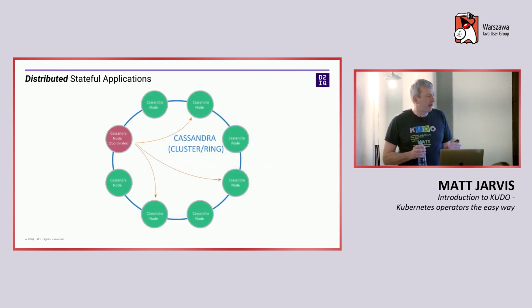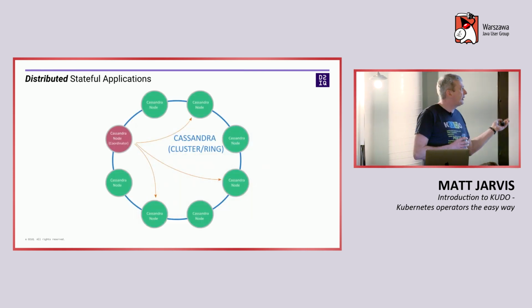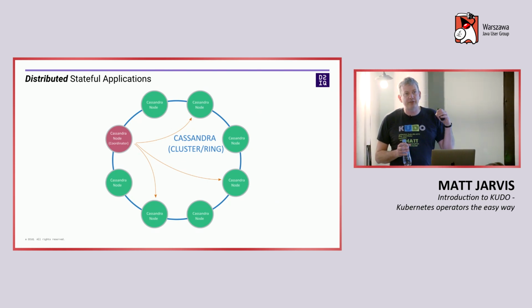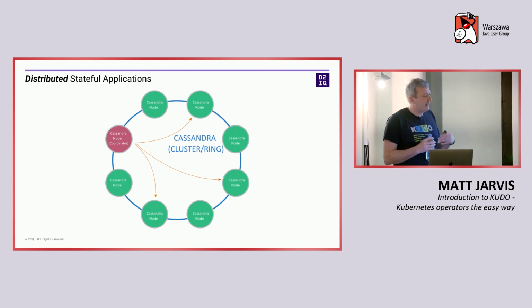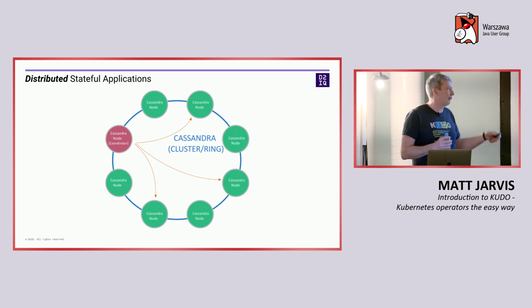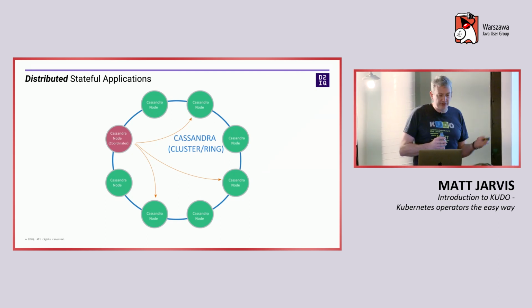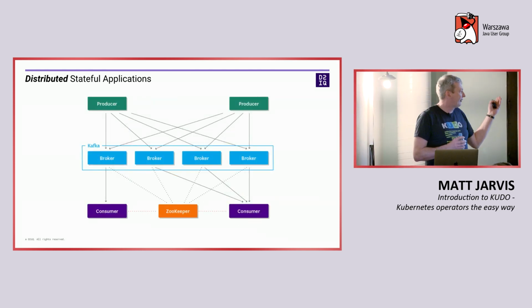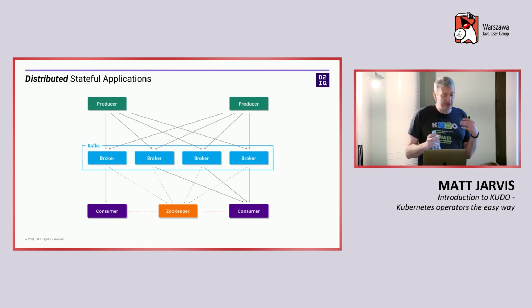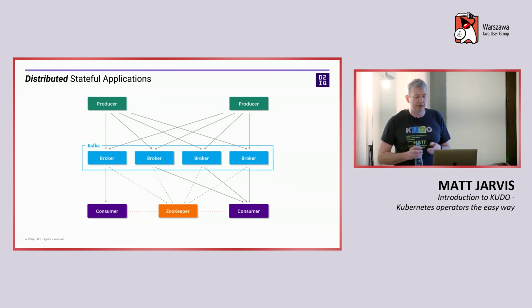And when we look at the differences in architectures between these stateful applications, you can see that it's fairly obvious that we need to manage them in a different way. With Cassandra, we have this kind of ring configuration, and then we look at that versus something like a Kafka deployment, and they look very different architecturally.